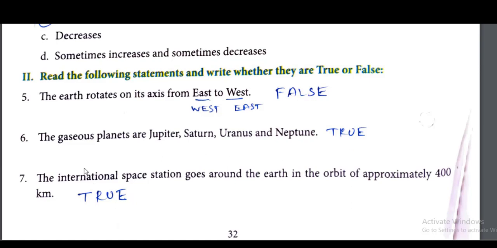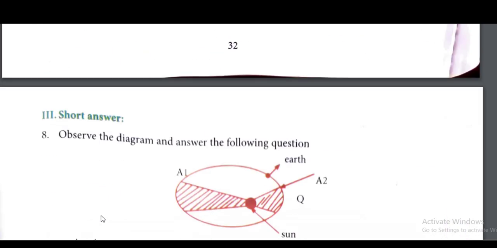It is true. And also, we are having rocky planets. Analyze what are the rocky planets. The International Space Station goes around the Earth in the orbit of approximately 400 kilometers. Yes, it is true.